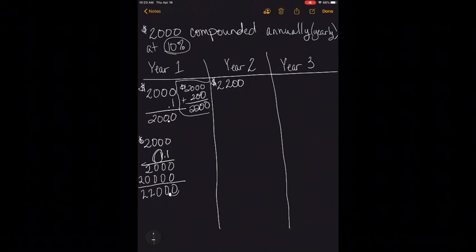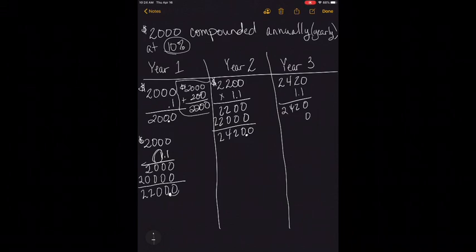Okay, let's do it that way for year 2. After 2 years, we would multiply again by 1.1. Obviously 10% is an easy thing to multiply by. 2, 4, 2. So at the end of 2 years, she has $2,420. And that's the amount we'll use to figure out what she has after 3 years.